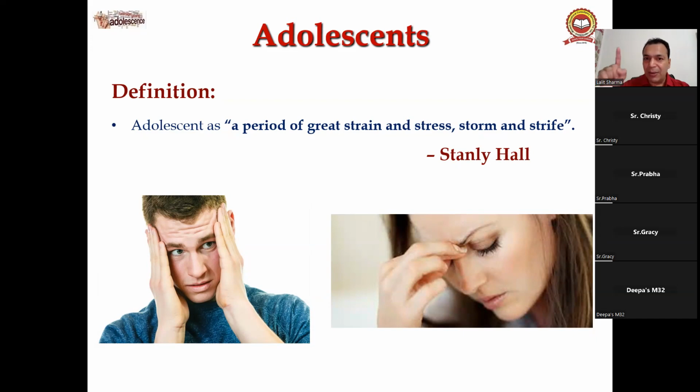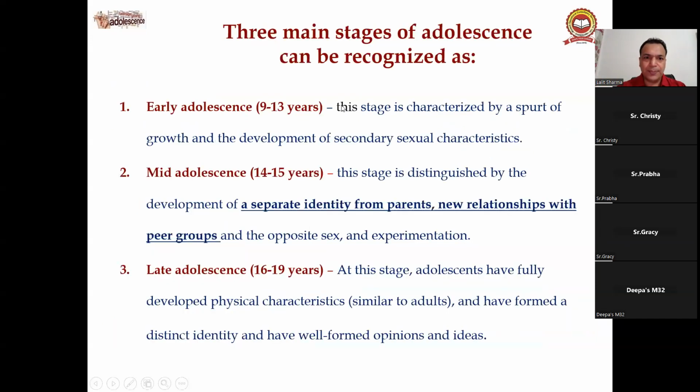What is an adolescent? Adolescence is a transitional age of rapid physical and human development, right? So basically, adolescence is categorized into three stages: early adolescent, 9 to 13; mid adolescent, 14 to 15; late adolescent, 16 to 19.